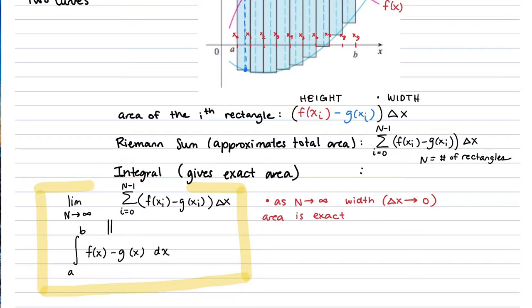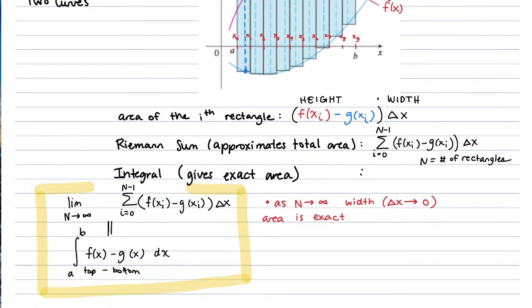So the area between two curves, what do you do? You take the top minus the bottom, and there it is. Pretty awesome.